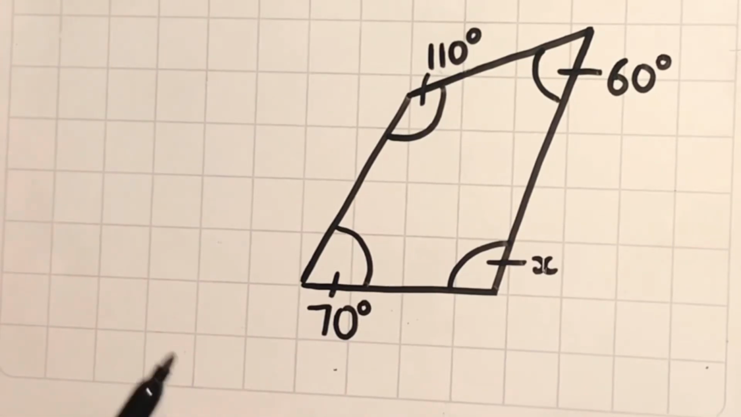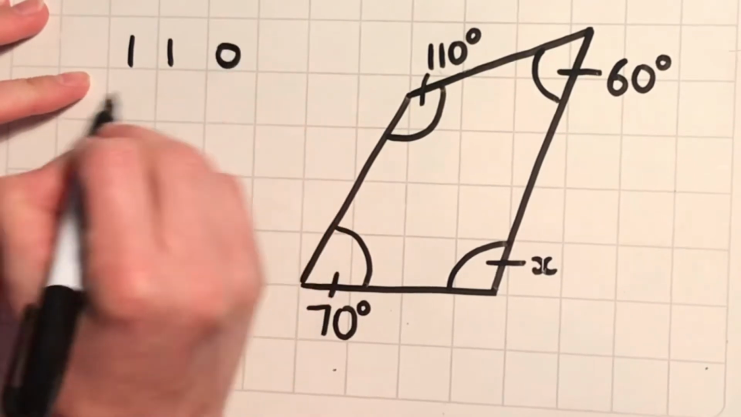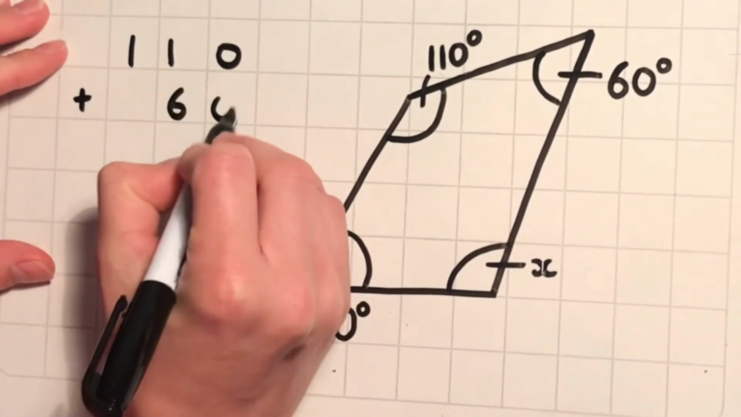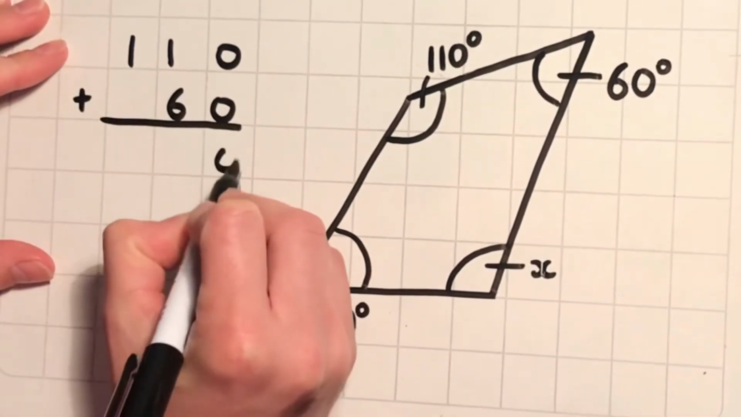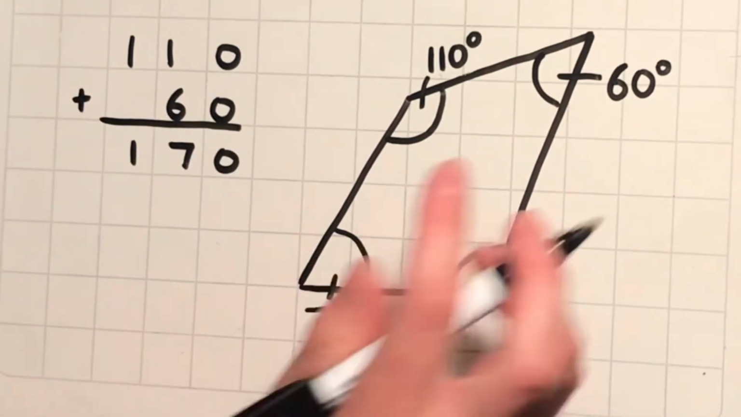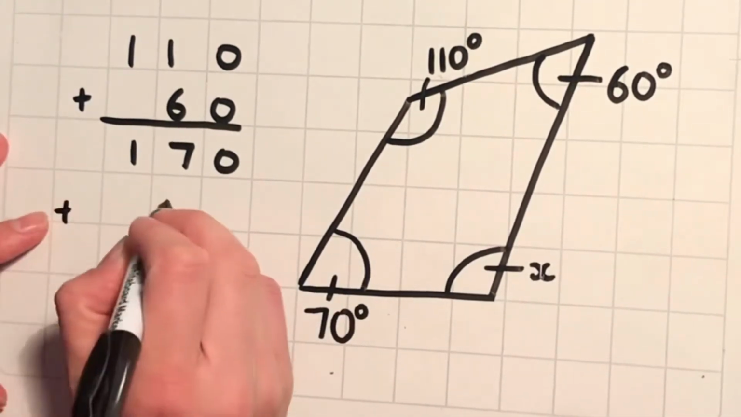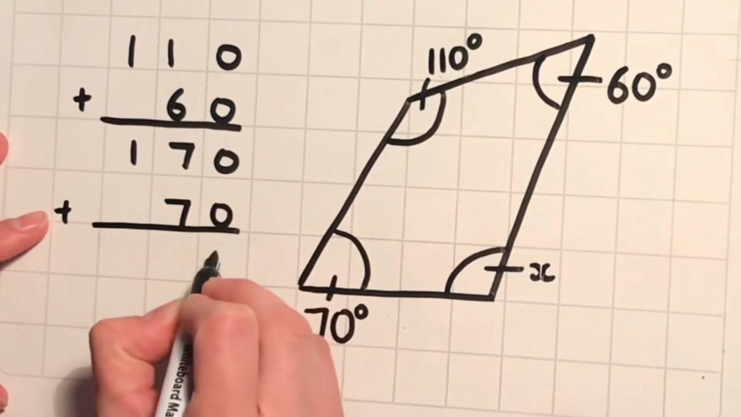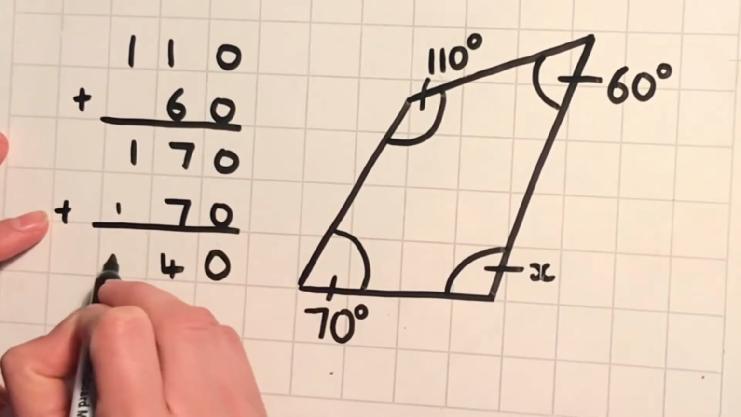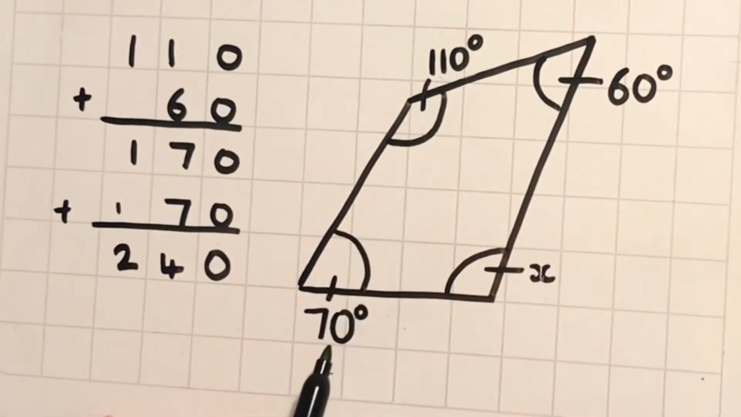So I'm going to do it in 2 stages. I'm going to start with the 110 and I'm going to add on to that 60. You can use formal method or you can do it in your head, whatever you're happier with. So you've added the 60 and you've added the 110. Your next step is to take the 70 and add it on. So that gives you a total of 240. So this angle plus this angle plus this angle equal 240.